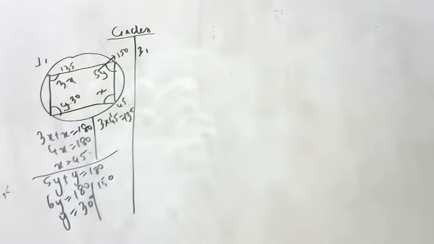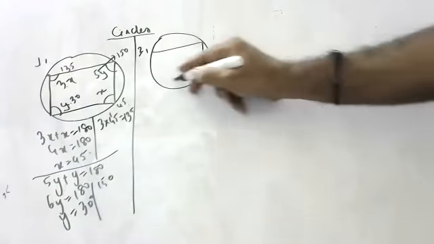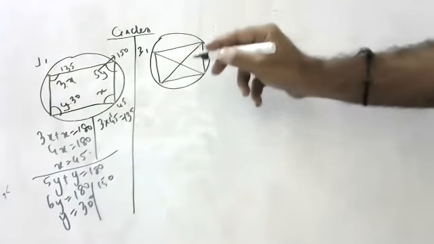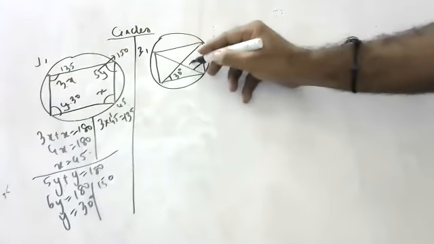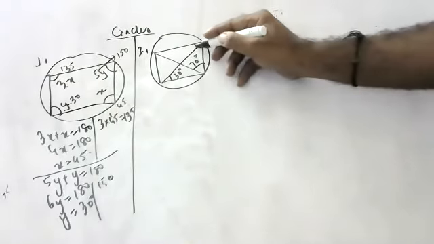Krishna Lahari, are you there? Yes. No, you have to increase your volume. Okay, this is 30 degrees and this is 70 degrees. Can you please tell me and find BCD. Find BCD means this angle, this angle, this angle.